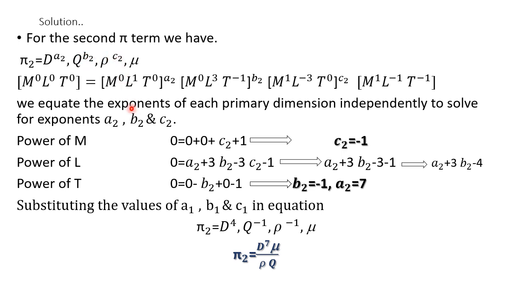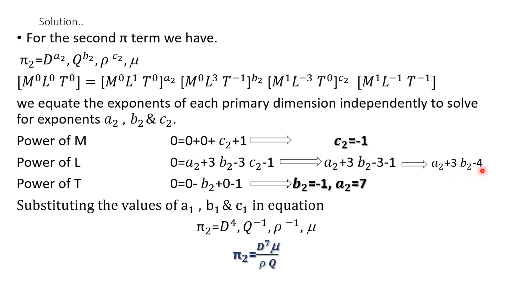For that we need to compare the power of M in LHS and RHS. Once you compare the power of M in this equation, you can just check. So c2 plus 1 equals 0, so c2 is equal to minus 1. I got constant c2 equal to minus 1. Next you compare the power of L. Once you compare the power of L, we get 0 is equal to a2 plus 3b2 minus 3c2 minus 1. Finally we get this equation, a2 plus 3b2 minus 4.